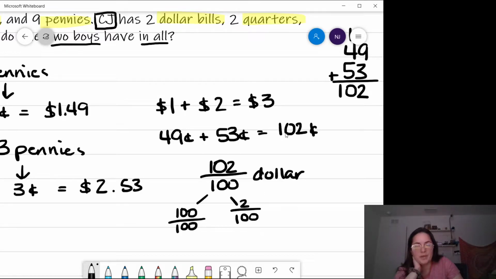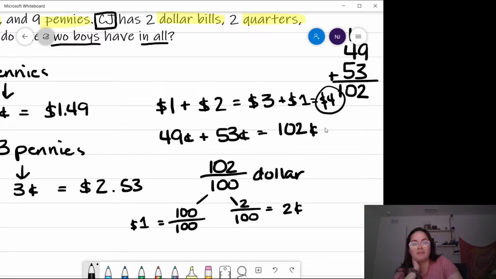So what does that mean for our dollar amount? Well, 100 hundredths, that's like one whole dollar. And I'm going to take this dollar and add it on to the dollars that I already had, and I'm going to get $4. And my 2 hundredths, that's going to be the same thing as 2 cents. And so we turned this 102 cents into $1.02.